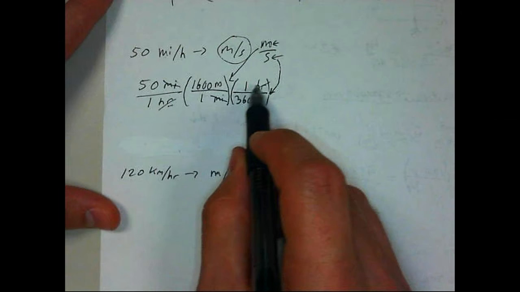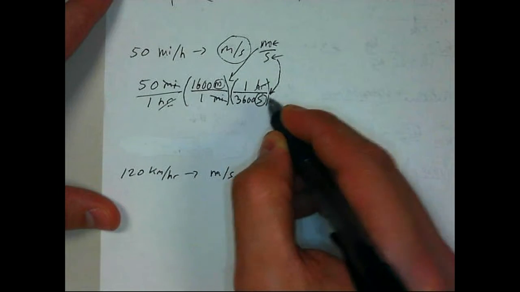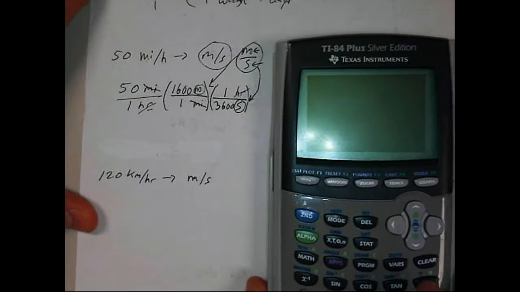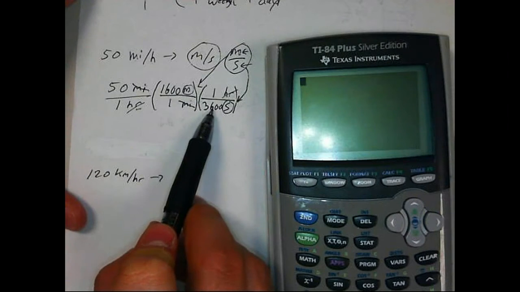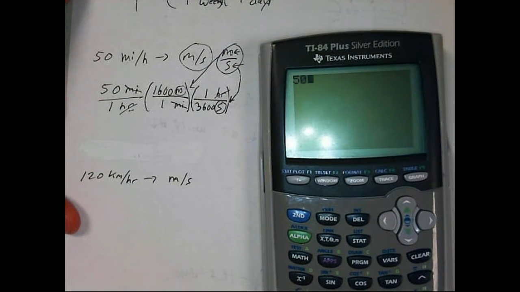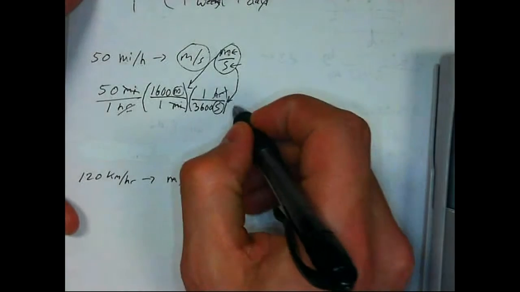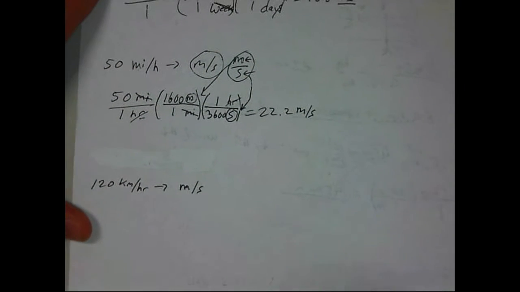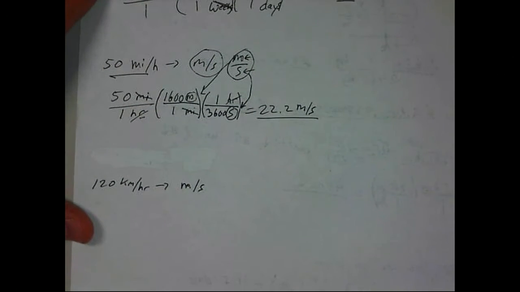All our units have canceled out except for meters and seconds. Meters is on the top, seconds is on the bottom, which is exactly what we wanted. So now we multiply through and divide as it states. So we're going to do 50 times 1,600 divided by 3,600 because 3,600 is on the bottom. 22.2 is our answer there. 22.2 meters per second. Same speed, different units. 50 miles per hour is 22.2 meters per second.